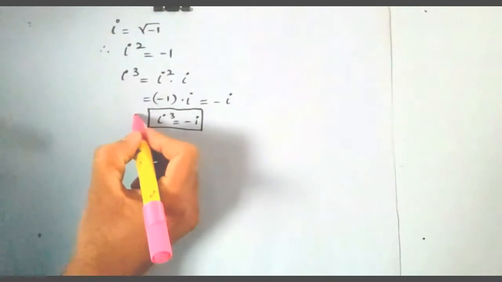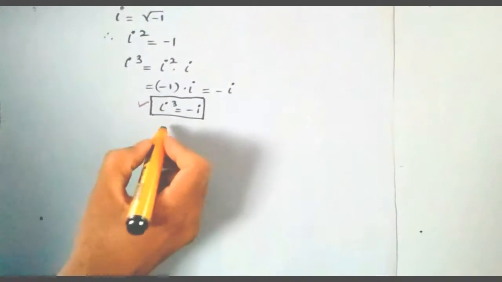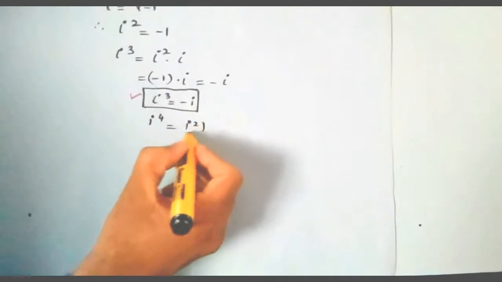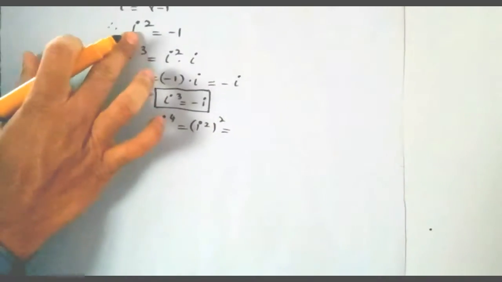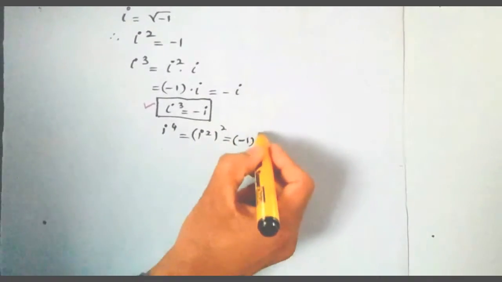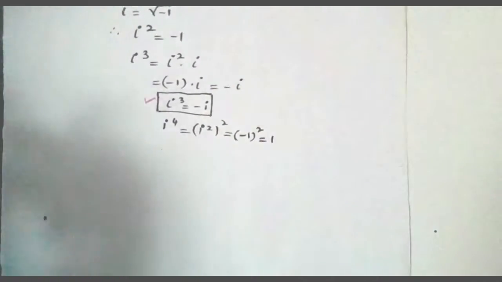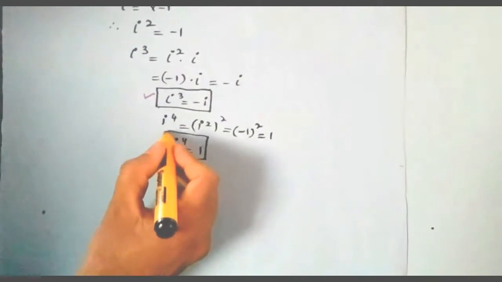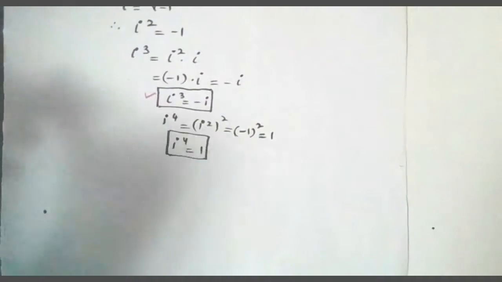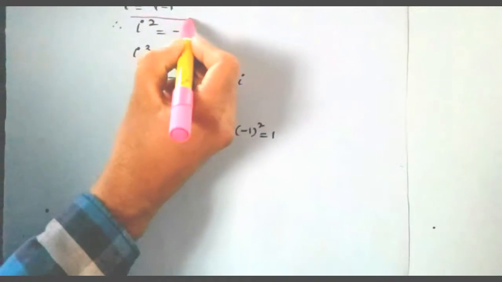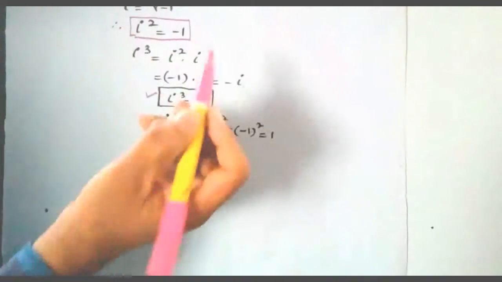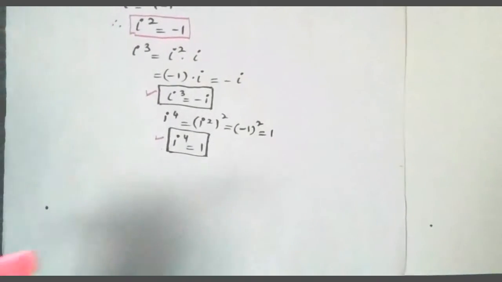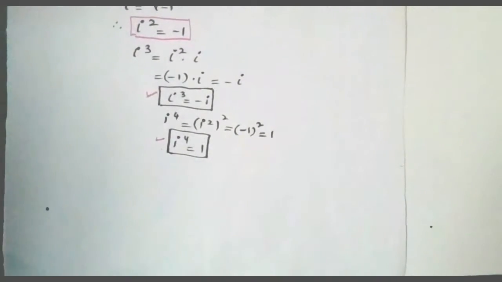Now, what is the value of i power 4? i power 4 equals i square whole square. We know i square equals minus 1, so minus 1 whole square equals plus 1. So i power 4 equals 1. These are the basic powers of i. We must remember: i square equals minus 1, i cube equals minus i, and i power 4 equals 1. Now you see what happens whenever you want to calculate i power 5.